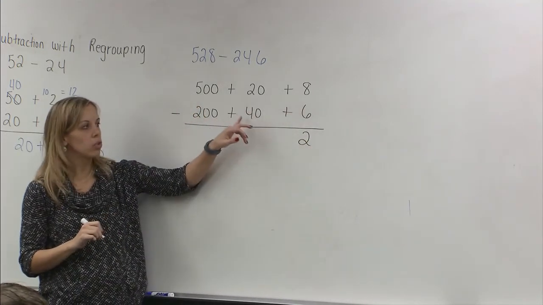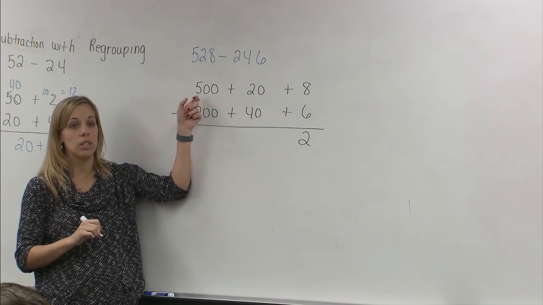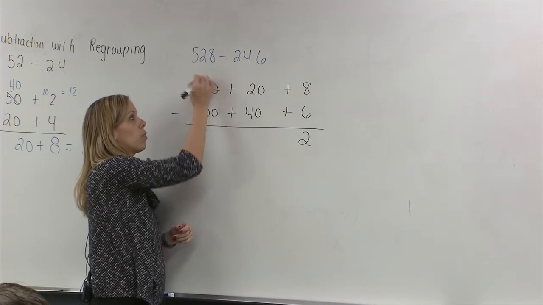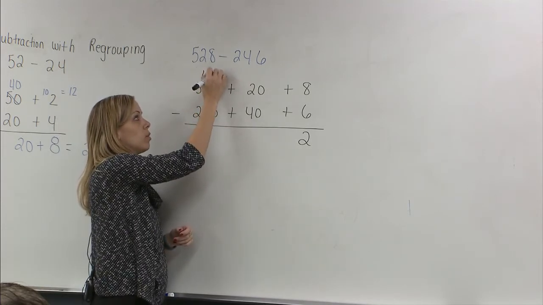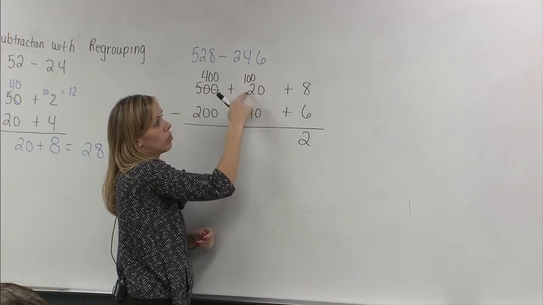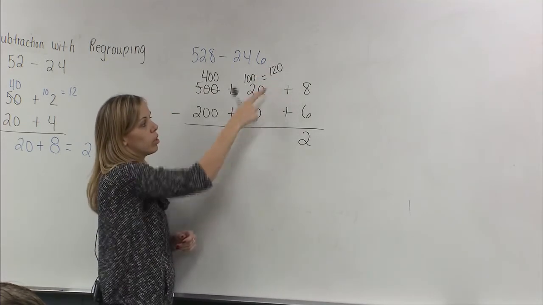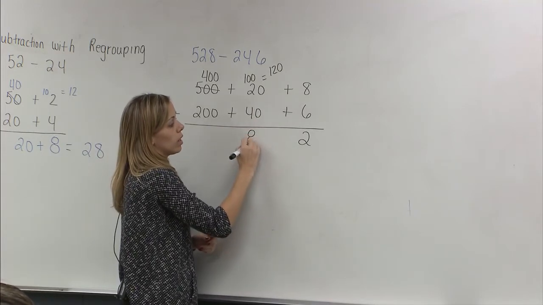Now here I can't do 20 minus 40, so I have to borrow from the next column, which I see is the hundreds. So I'm going to take 100 from here, which is going to make this 400, and I'm going to add the 100 over here, so that gives me 120. So 120 minus 40 is 80.